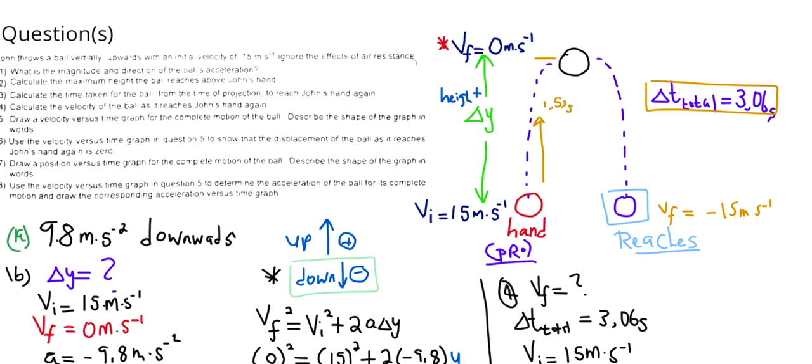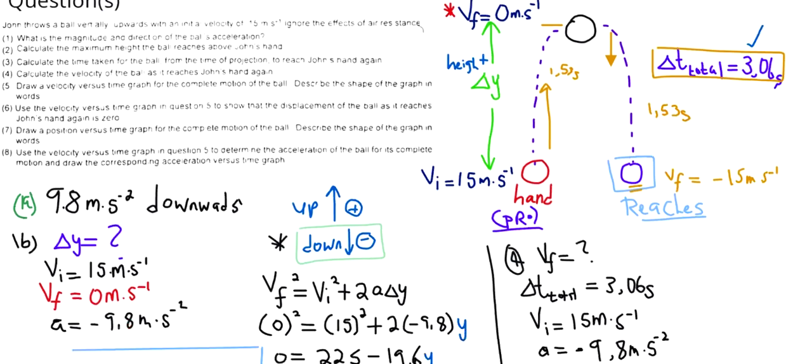And then from here, the ball goes down again to reach John's hand, up until it reaches here. It's going to be another 1,53. So you can actually see that if you say 1,53 plus 1,53 seconds, you're going to get the total time taken, which is given by 3,06. That's why they ask you. That's why I'm dividing it by 2, so we're going to get 1,53.